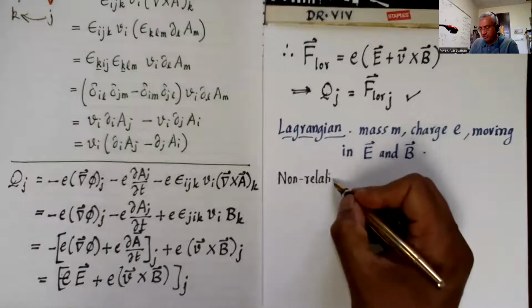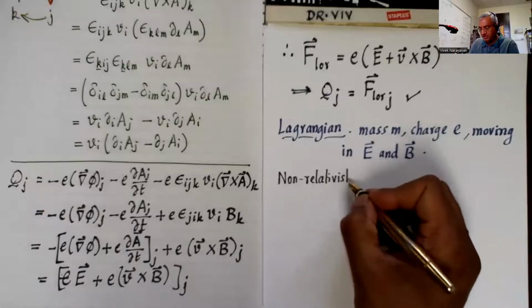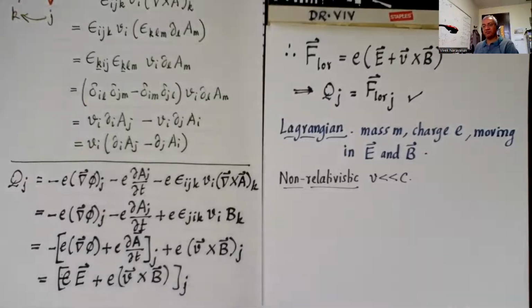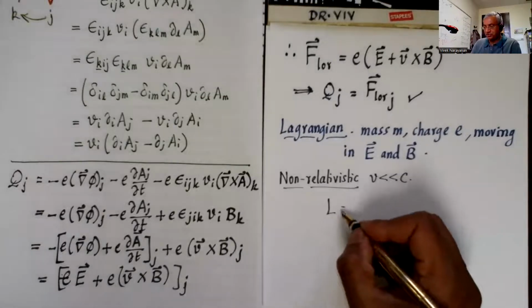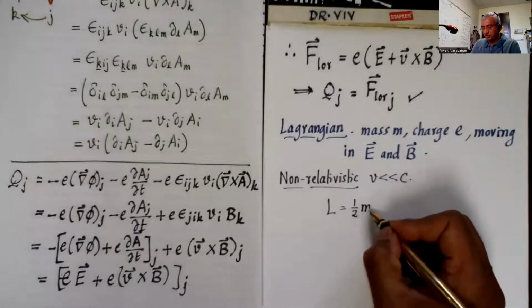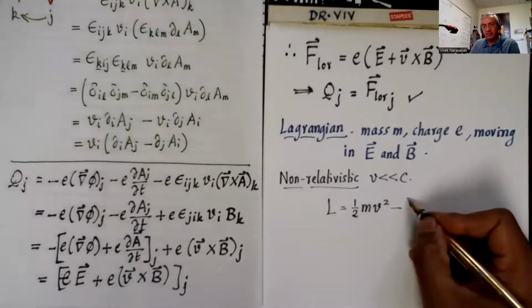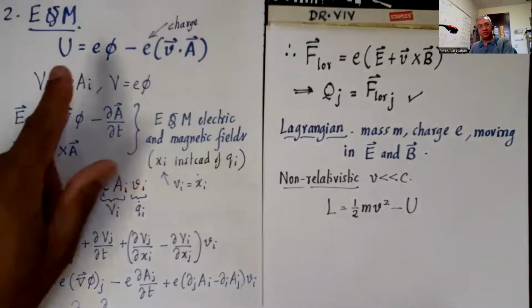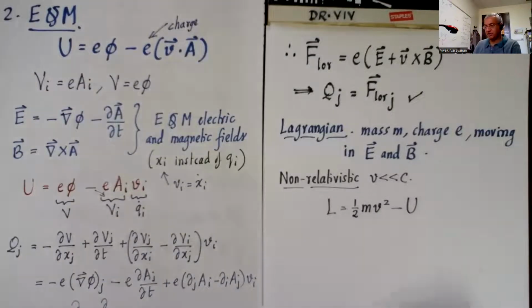Non-relativistic means it's not moving fast compared to the speed of light. So v is much less than the speed of light c. The Lagrangian is going to have a kinetic energy term because it's a single particle. It's just 1/2 mv squared minus the potential energy function, which is your generalized potential.